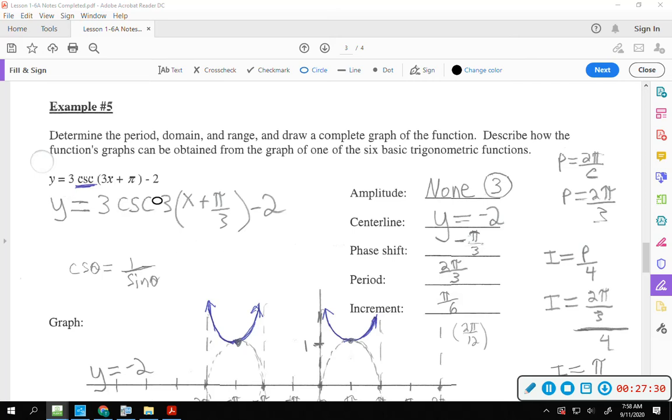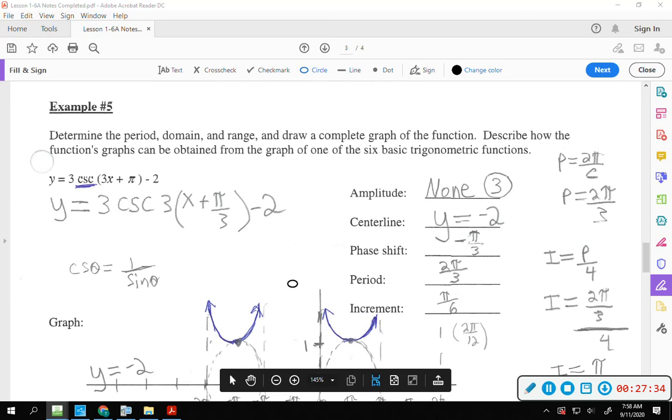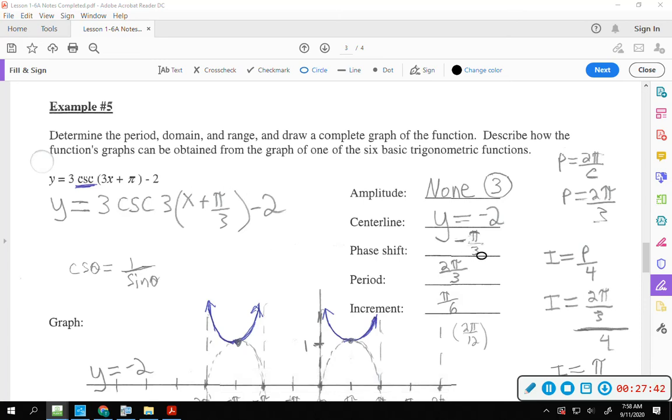The center line is y equals negative 2. Center line means it cuts the top from the bottom. Phase shift is always the opposite of whatever you're doing to x. So negative pi over 3 is the phase shift. And again, we have to have this 3 factored out front before we can determine our phase shift. That's why we write it this way.